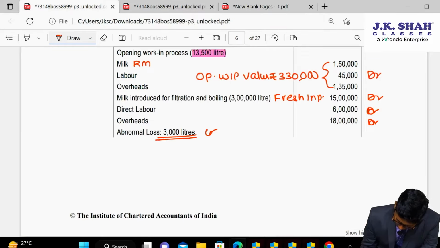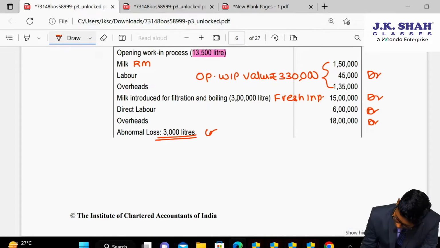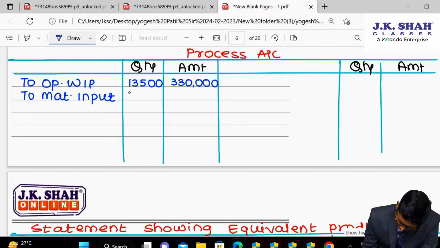After opening WIP, the next item to be recorded is material introduced. This is material input which is freshly introduced in the process. Quantity is 3 lakh liters, 15 lakhs is the value.